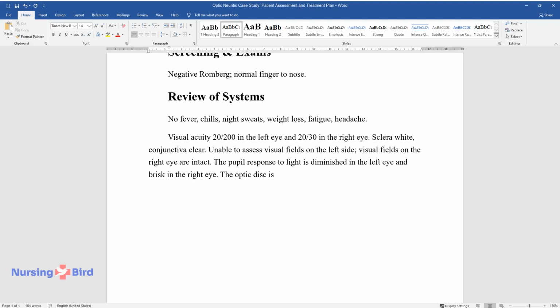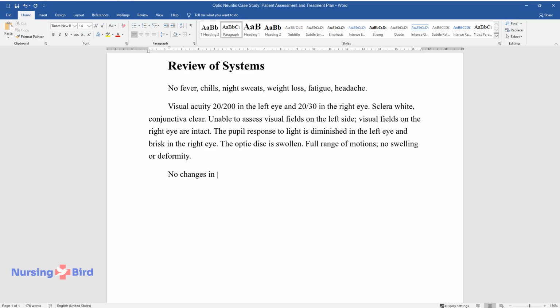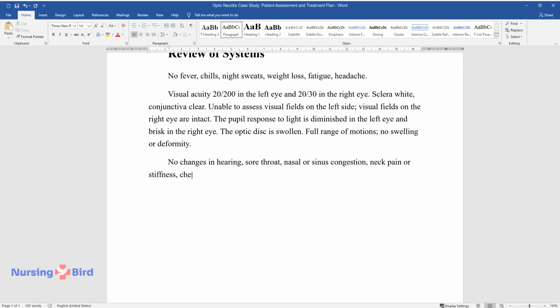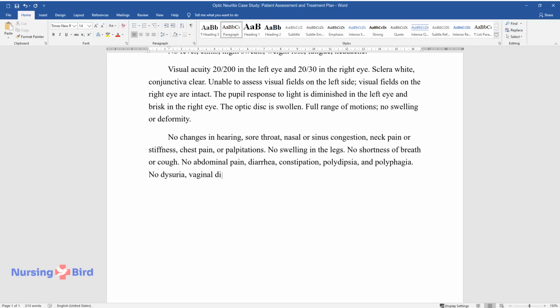The optic disc is swollen. Full range of motions, no swelling or deformity. No changes in hearing, sore throat, nasal or sinus congestion, neck pain or stiffness, chest pain, or palpitations. No swelling in the legs. No shortness of breath or cough. No abdominal pain, diarrhea, constipation, polydipsia, and polyphagia. No dysuria, vaginal discharge, or polyuria.